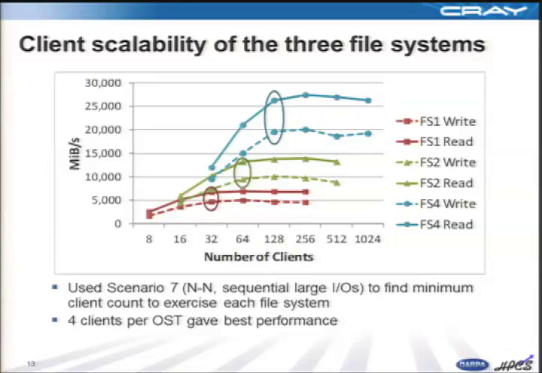We scaled them up for different numbers of clients, and then I've circled there where we saw the numbers plateau, and that turns out to be about 4 clients per OST in the system. And so we used that ratio for the rest of the tests, just to simplify it. We weren't having to drive thousands of clients. We could actually maximize the bandwidth through the storage arrays by just using 4 clients per OST.